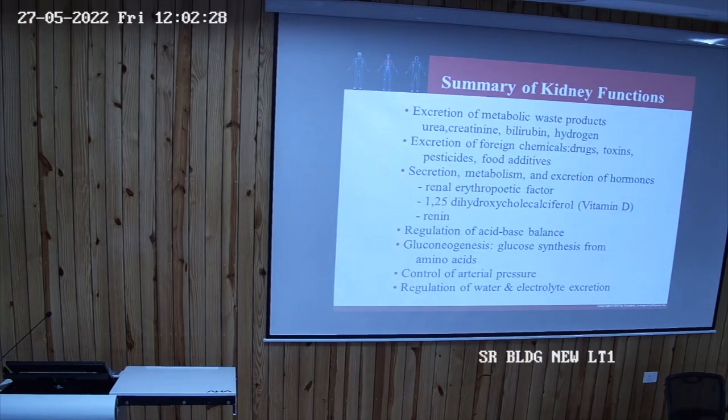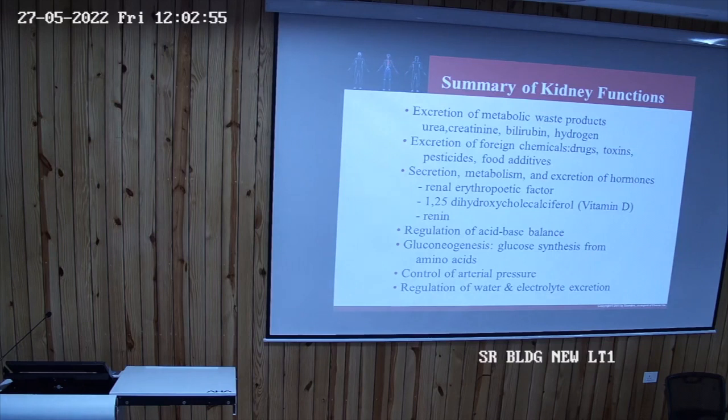Excretion of foreign chemicals like drugs. They get metabolized. Their lifespan is completed and they have to be degraded and removed from the body. So the kidneys are responsible for their removal. Food additives, chemicals, toxins, they are removed with the help of renal system or kidneys. Another important function is secretion, metabolism and excretion of hormones.